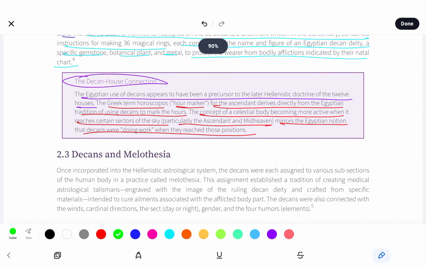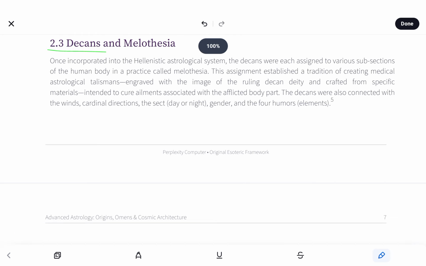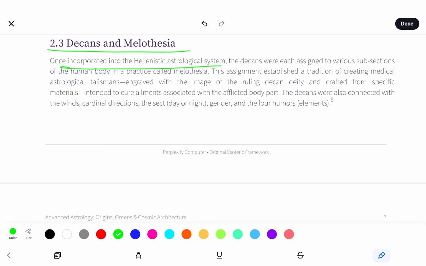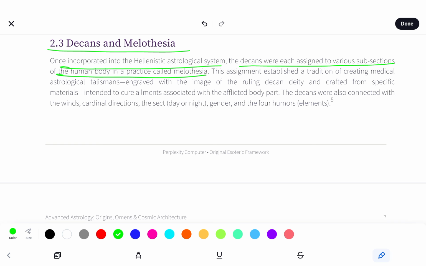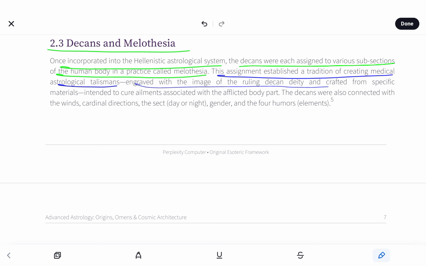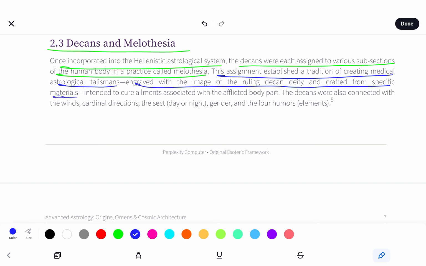Decans in melothesia. Once incorporated into the Hellenistic astrological system, the decans were each assigned to various subsections of the human body in a practice called melothesia. This assignment established a tradition of creating medical astrological talismans engraved with the image of the ruling decan deity and crafted from specific materials intended to cure ailments associated with the afflicted body part. The decans were also connected with the winds, cardinal directions, the sect, day or night, gender, and the four humors, elements.